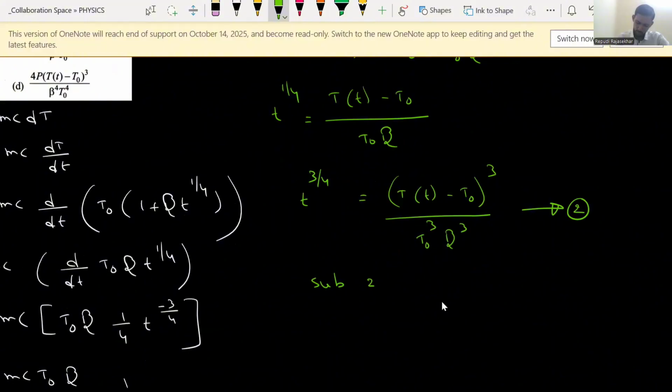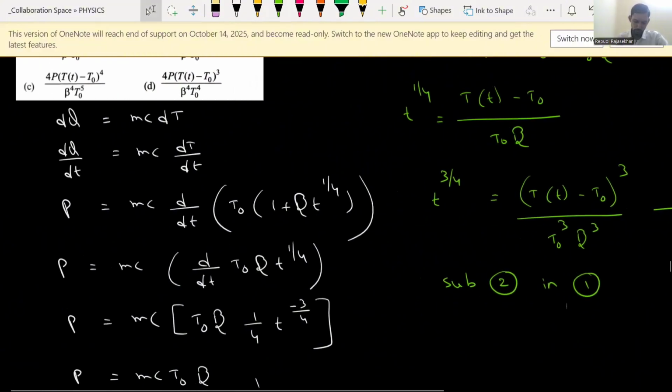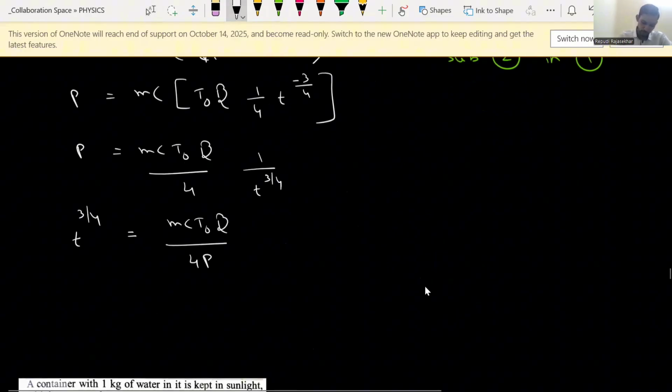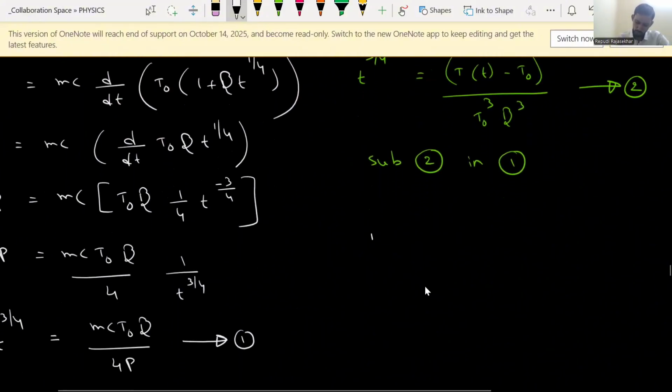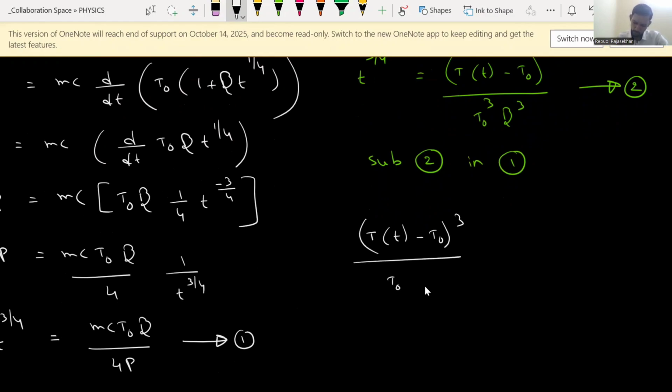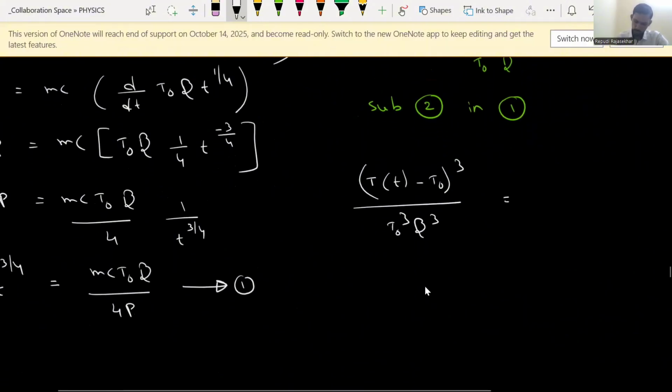Substitute equation 2 in equation 1. Let us consider this is equation 1. If we substitute, t power 3 by 4, how much did we get here? So this is the value: t of t minus t naught whole cube, whole divided by t naught cube beta cube, equals mc t naught beta whole divided by 4p.